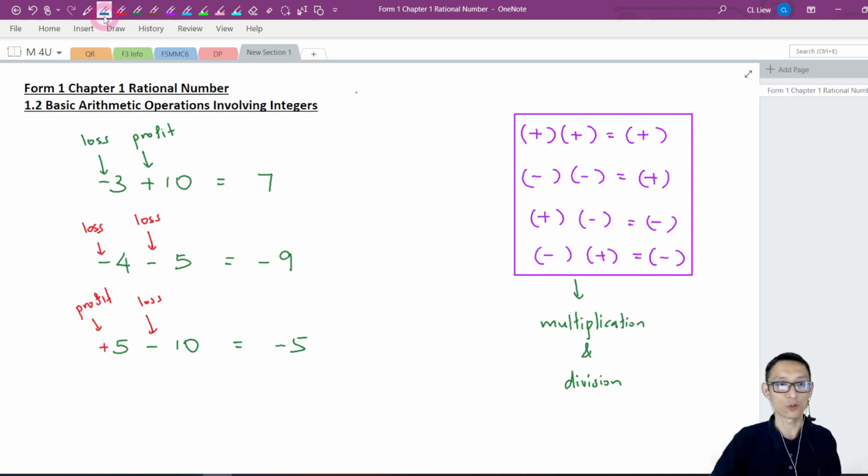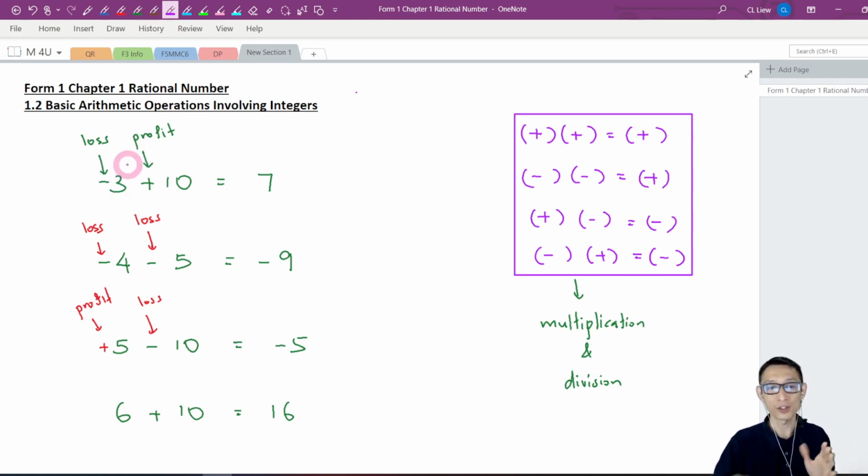Okay, let me give you the last one. The last one should be no problem because you learned it in primary school. Positive, positive: 6 plus 10. I think it should be no problem, right? 16.